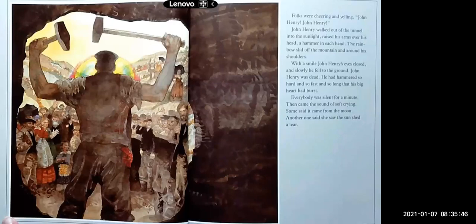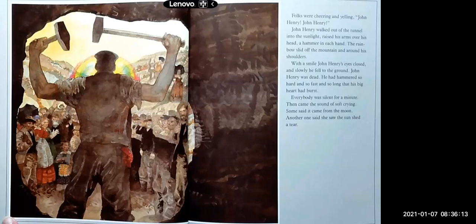Folks were cheering and yelling, "John Henry! John Henry!" John Henry walked out of the tunnel into the sunlight, raised his arms over his head, a hammer in each hand. The rainbow slid off the mountain and around his shoulders. With a smile, John Henry's eyes closed. He slowly fell to the ground.